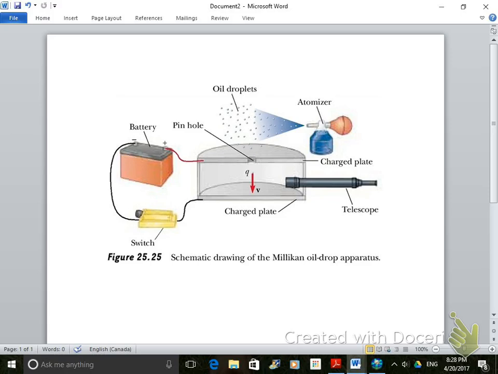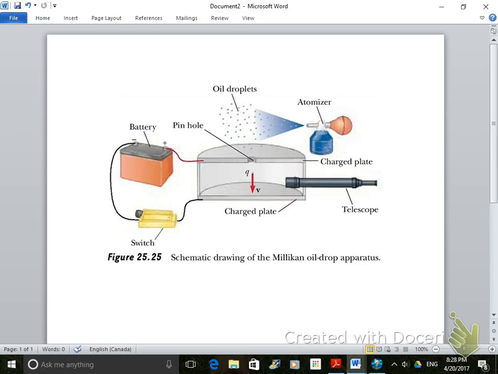So not only did they have to think outside the box on how to design it, but then they had to use some creativity and building skills to actually establish the apparatus to use. So basically, in this experiment, an atomizer is kind of like a fancy perfume bottle, like you would spray, and it comes out kind of in a fine mist.